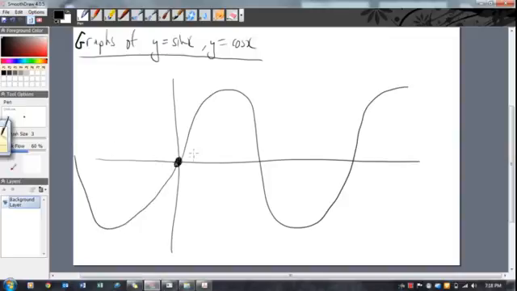Sine passes through the origin. That's how to remember it. It changes sign as it goes through the origin. So that's a good way to remember the graph of y equals sine x. It has a period of 2 pi. In other words, it goes through an entire cycle after 2 pi radians.